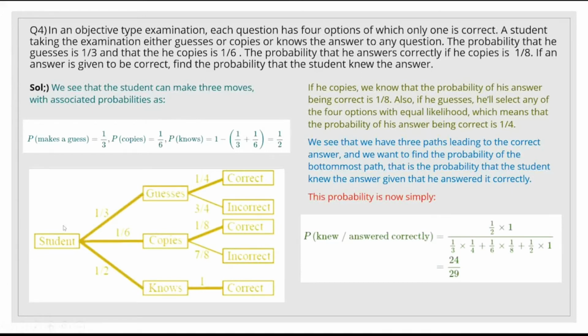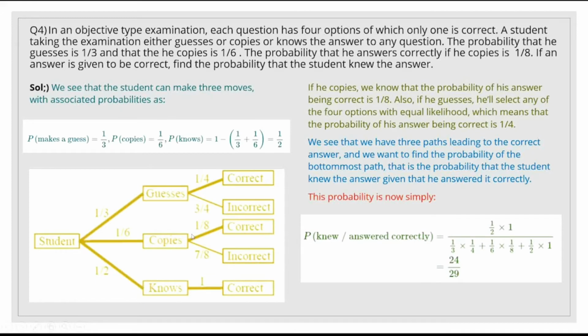Now, here we have the Bayesian belief network constructed for the following question. The student is an entity which can have 3 probability associated moves. He either guesses the answer, or he copies, or he actually knows the answer. Now, an answer being guessed, copied, or known can have 2 more probabilities associated with it. It can be either correct or incorrect.